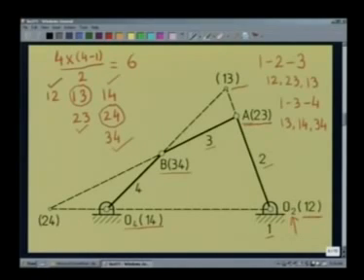Following the same principle, we can also determine the last one, that is 2,4. For this, we consider 3 rigid bodies 1, 2 and 4. As a result, 1,2, 1,4 and 2,4 are collinear. 1,2 is here at O2, 1,4 is here at O4. So, 2,4 must lie on the line joining O2 and O4.